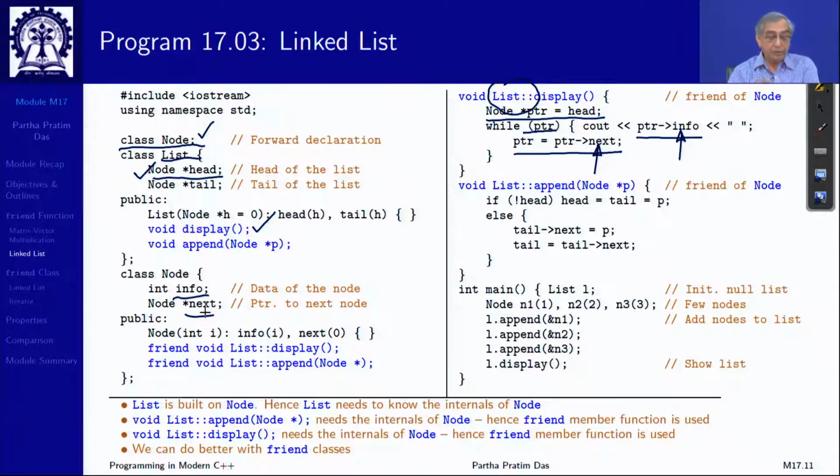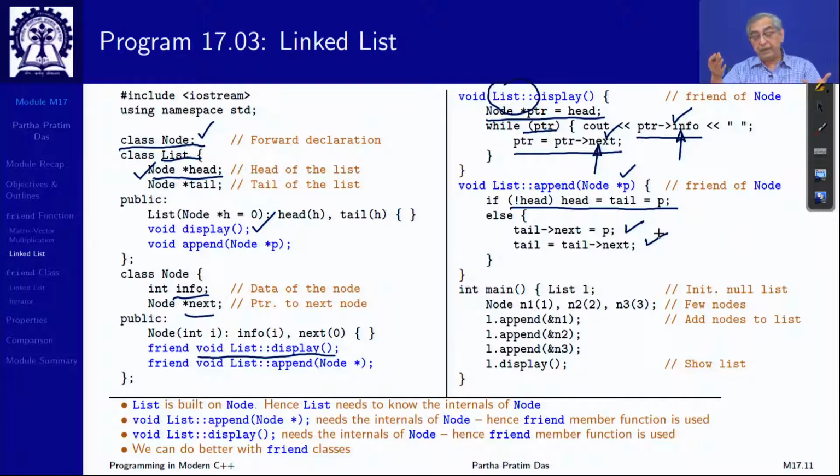So, to allow that, what I do is I make this member function, list::display, a friend of node. When I make it a friend of node, the compiler will allow this function to access the private data members or private member functions, here that is not there, private data members of the node class. Similarly, I have an append to do. I am given a node pointer and have to append it to the list. So, I put this, then I put tail pointer next as P and tail pointer next as tail. This will insert. So, I have made this also a friend of node.